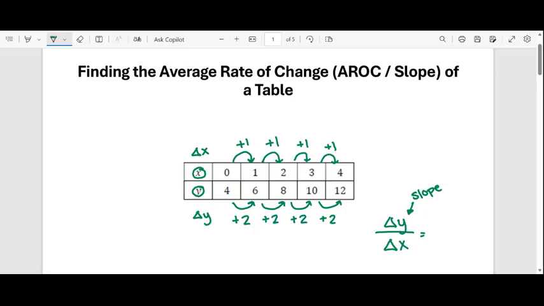So to find our slope or our change in Y over our change in X, we just take our change in Y value, a positive 2, and put it on top of our change in X value, which is a positive 1. So this would be 2 over 1, which just reduces to 2. So the slope of this line, the average rate of change of this line, the AROC of this line is just 2 over 1, or you can say 2.